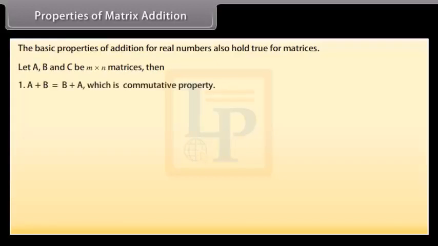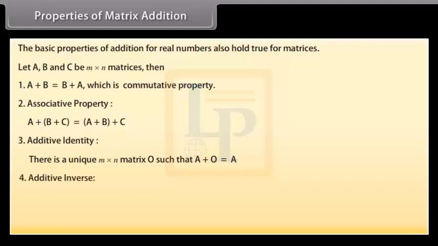Properties of matrix addition. The basic properties of addition for real numbers also hold true for matrices. Let A, B and C be m by n matrices. Then A plus B is equal to B plus A, which is the commutative property. Associative property: A plus B plus C is equal to A plus B plus C.